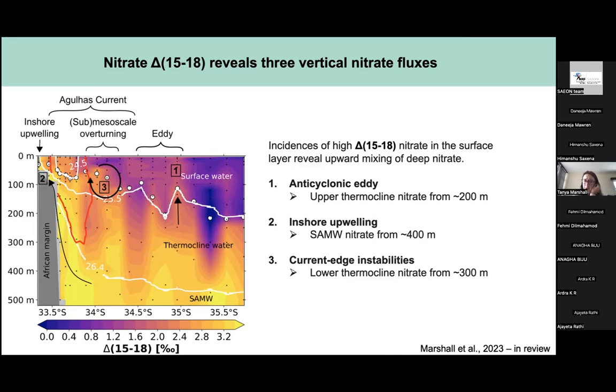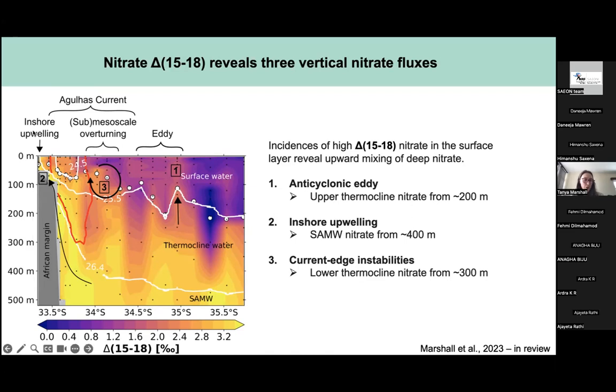So if we start at the first mechanism, number 1 here, what you're looking at is an anticyclonic eddy. So that's a downwelling eddy. And you can see high delta 15N/18O at the edges of the eddy. So there have been upward injections at the edges, and at the core of the eddy it's downwelling, so you downwell the core. What we see based on the delta 15N/18O is that nitrate from about 200 meters has been injected at the edges of this anticyclone.